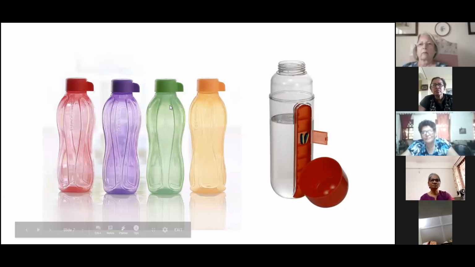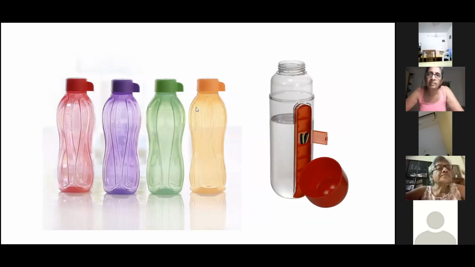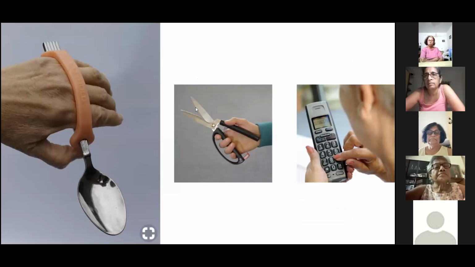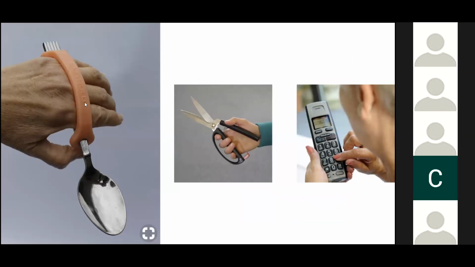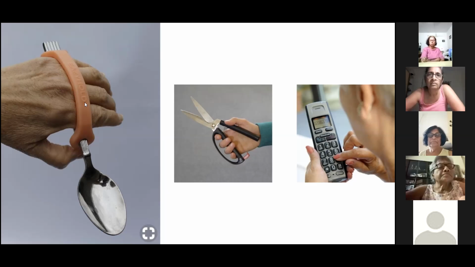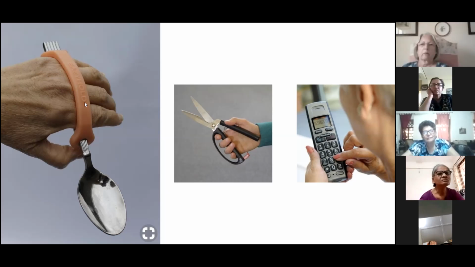Now, these are some examples where the physical effort is reduced by adding a small tab, or by adding a medicine compartment in your bottle itself to remind you of it. This hold for the spoon on the left is typically helpful for people with arthritis, who have severe problems in getting a tight grip on things.